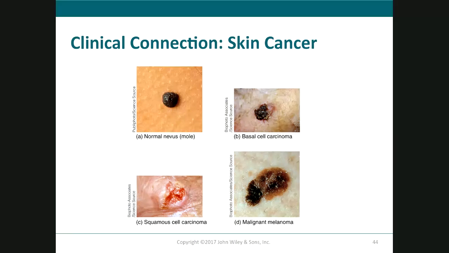So let's look at this. This is a normal mole that we've seen. Basal cell carcinoma, remember this is the best one to have. You can see probably an increased size of the mole, irregular pattern, different colors. Squamous cell carcinoma, this is the second best to have, and this is a malignant melanoma, which is the most dangerous one to have.